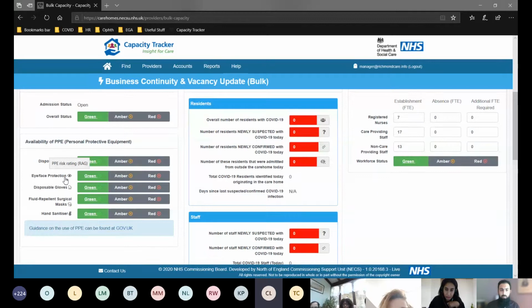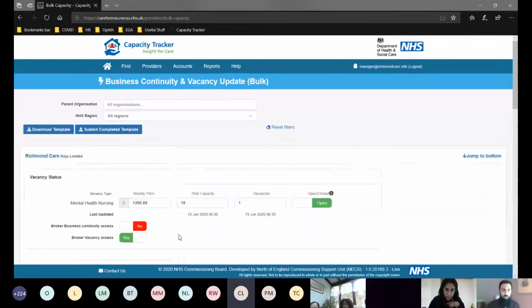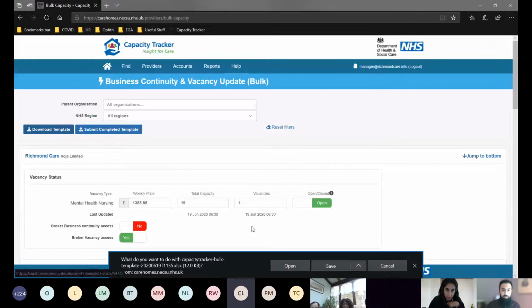More questions. So Chris Cathina says, what do the download template and submit completed template relate to? Is that on this screen? I'm not. Oh, there we are. Yeah, right at the top. I'm going to press the button and see what happens.